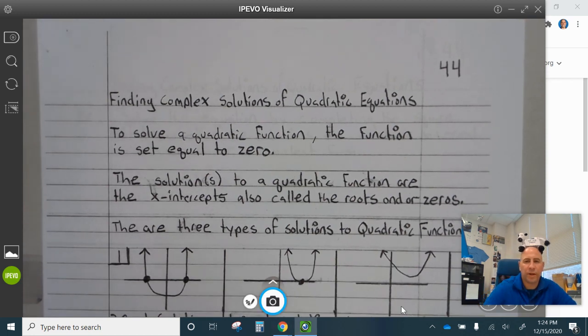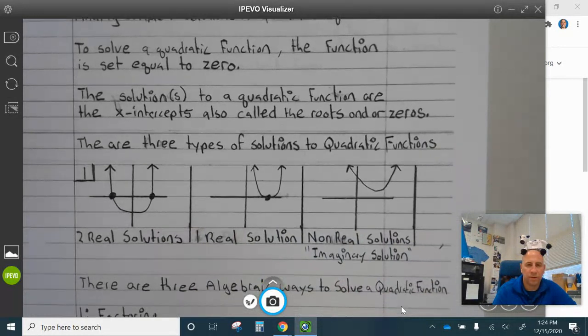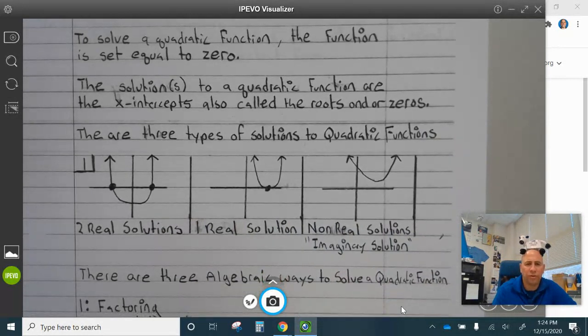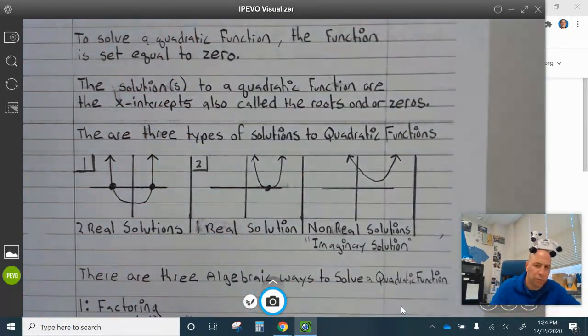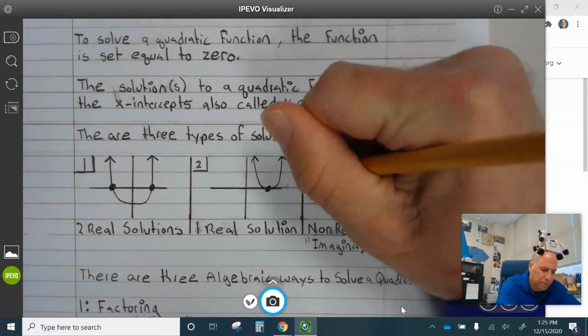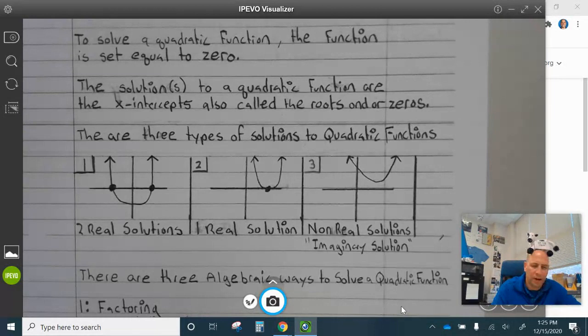Okay, Wildcats, today we're looking at journal page 44, finding complex solutions of quadratic equations. To solve a quadratic function, the function is set equal to 0. The solutions to a quadratic function are the x-intercepts, also called the roots or zeros. There are three types of solutions to a quadratic function: 1, 2 real solutions; 2, 1 real solution; and 3, non-real solutions.